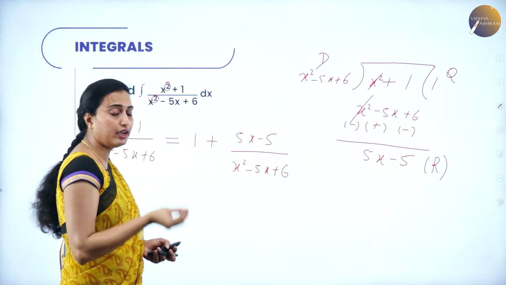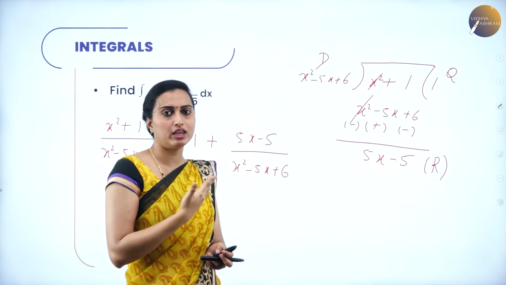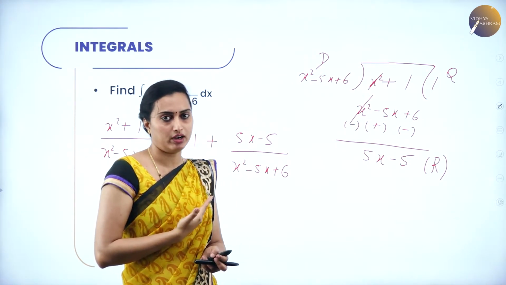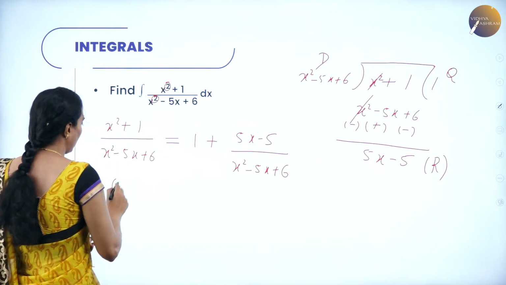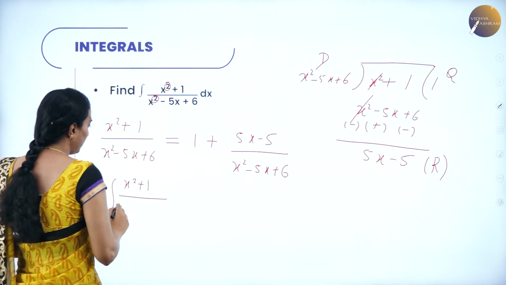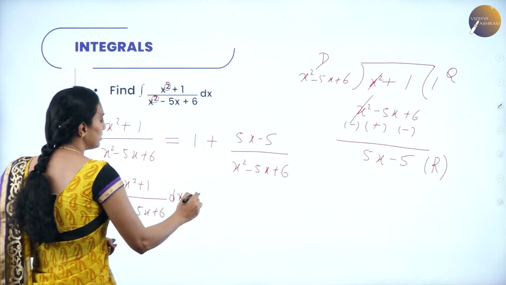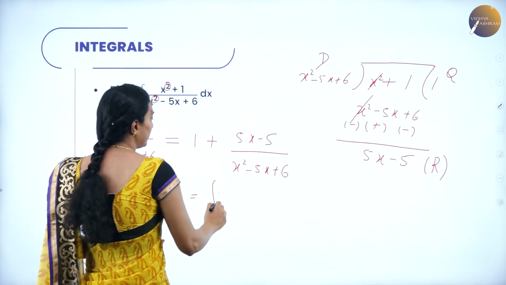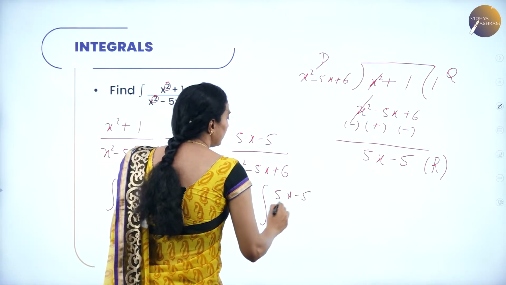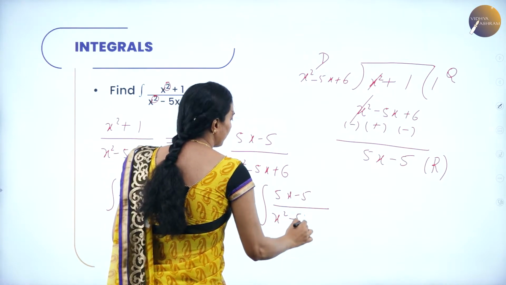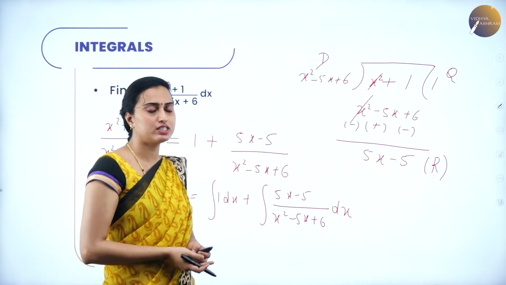Because I want to reduce the numerator degree to less than the denominator degree, I am using the division method. So here you can write the integral of x squared plus 1 divided by x squared minus 5x plus 6 into dx as equal to the integral of 1 into dx plus the integral of 5x minus 5 divided by x squared minus 5x plus 6 into dx. Now you know that the integral of 1 into dx is nothing but x.